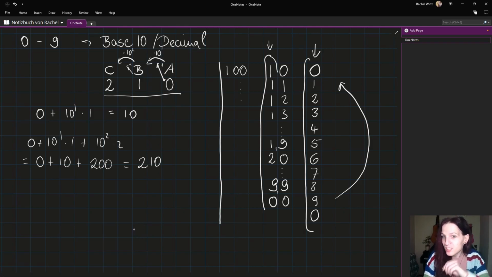And interestingly, this 10 over here is not because we have a base 10. Not in particular, it's because we defined that we can only have 10 different states in our bytes.